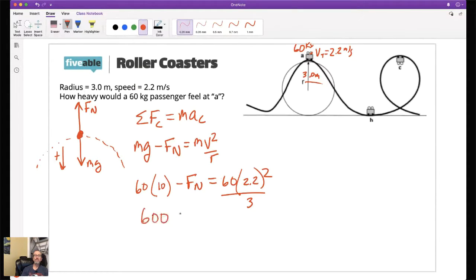So this would be 600 minus Fn is equal to, now we need to do the math for this. So if you have a calculator, do this also, because remember, I've already made a mistake tonight.